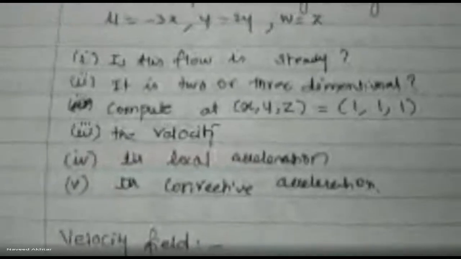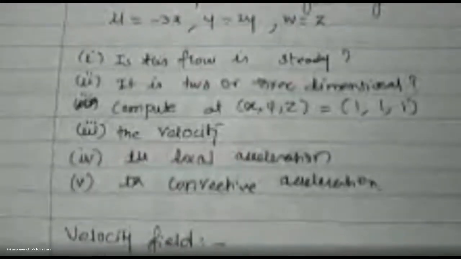Then you have to compute at x, y, z equal to 1, 1, 1, if the coordinate is given. If x is equal to 1, y is equal to 1, and z is equal to 1, then you have to find out the velocity field. Then the local acceleration you have to find out, and the convective acceleration. All this you will find out from this given example.